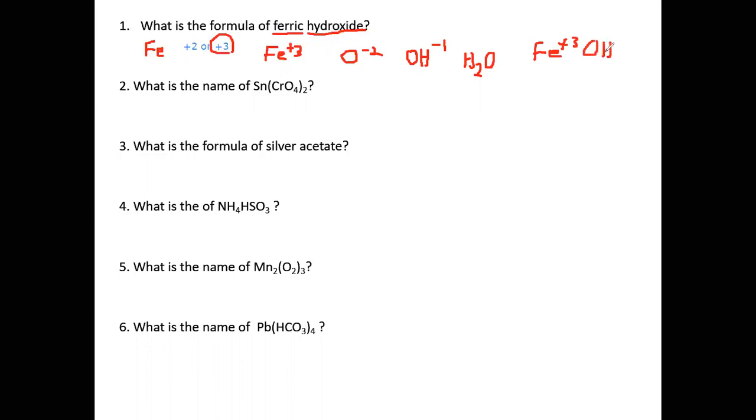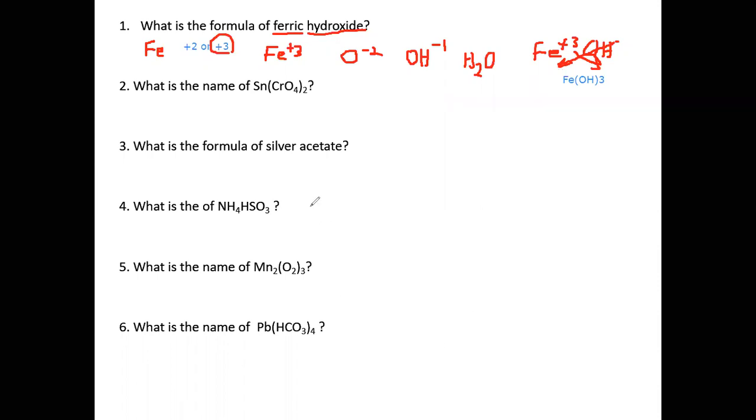So here we can do this crisscross and determine the number of each. And so we get here that the answer is Fe(OH)3. So that's the formula of ferric hydroxide.